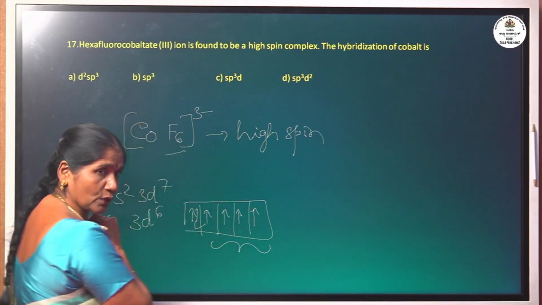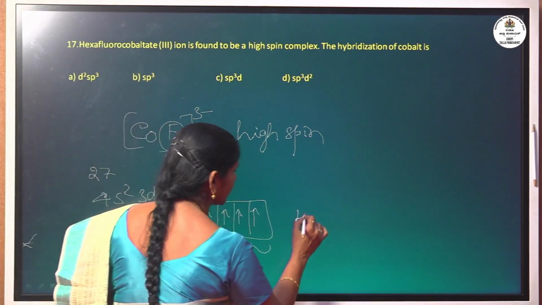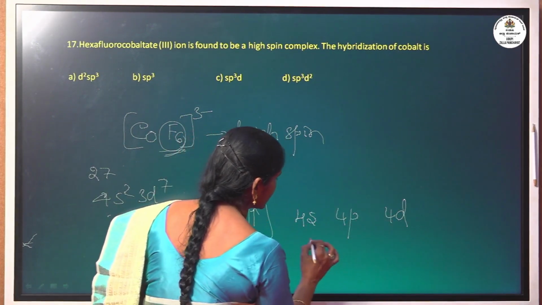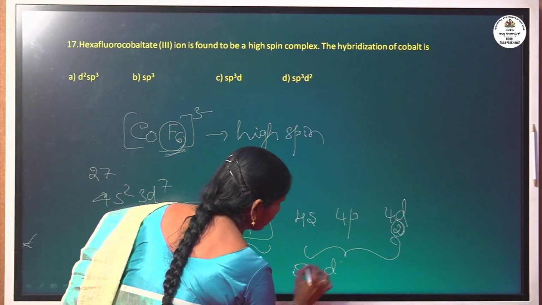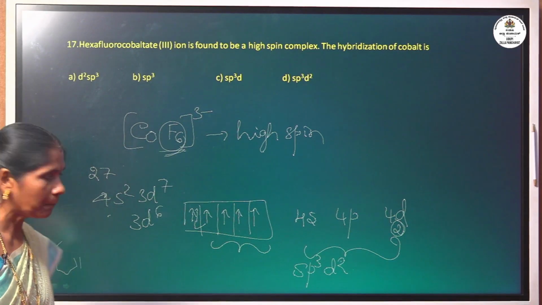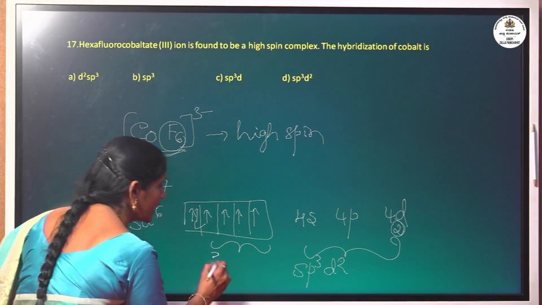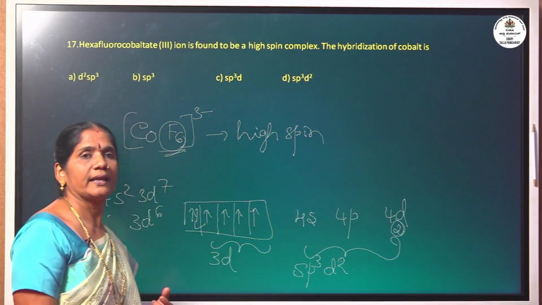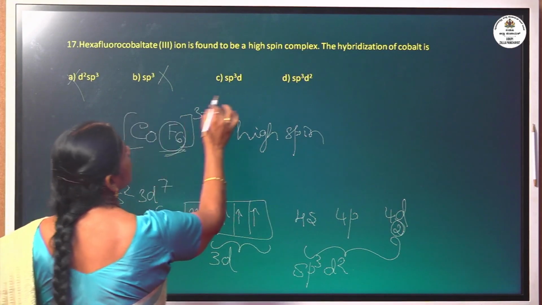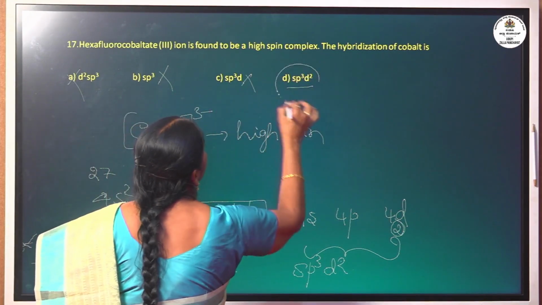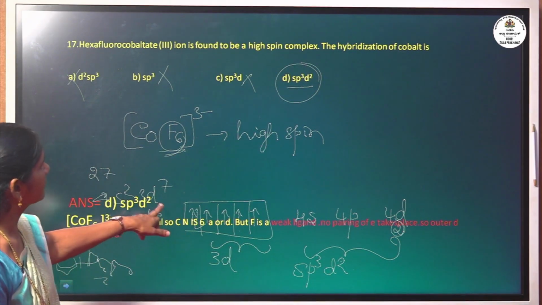So when electron pairing does not take place, the hybridization which needs 6 hybrid orbitals obviously will take 4s, 4p and 4d. So sp3 and 2 orbitals of d, and therefore the hybridization will be sp3d2. It is an outer orbital complex because fluorine, being a weak ligand, cannot force electron pairing in the inner d orbitals, and therefore outer d orbitals are taken for hybridization. It can't be the inner one, and it can't be sp since there are 6 orbitals. So only A and D are possible, and the answer is D, sp3d2.